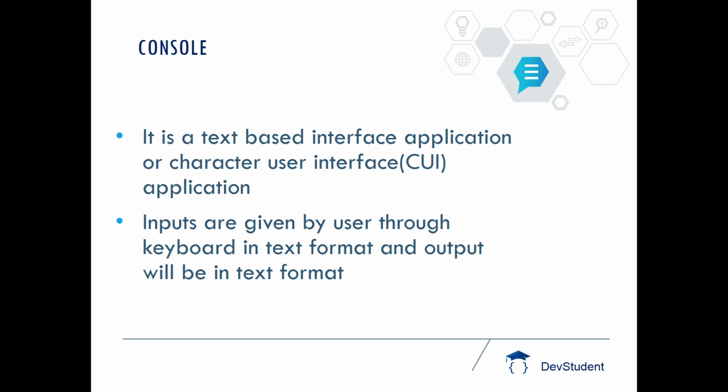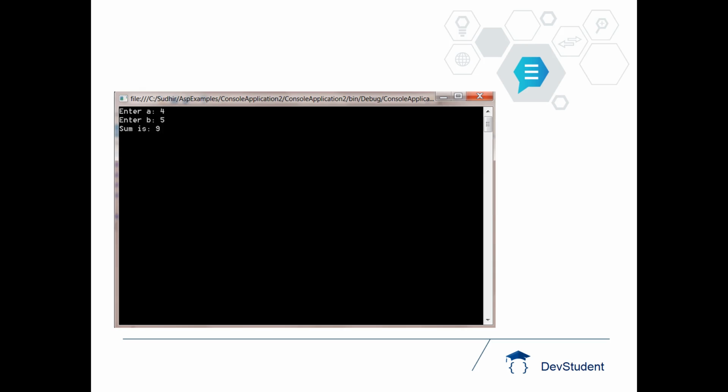So starting with console application, it is a text-based interface application, or it's also known as character user interface application. That means the user has to enter all the data through the keyboard to interact with the application. All the interactions will be in the text format only. So the output of this application looks like this. It's going to be a blank screen with some text on it.